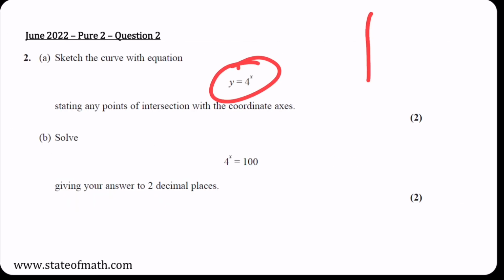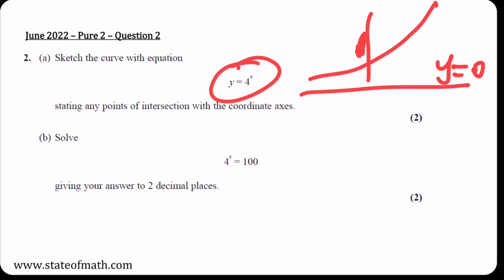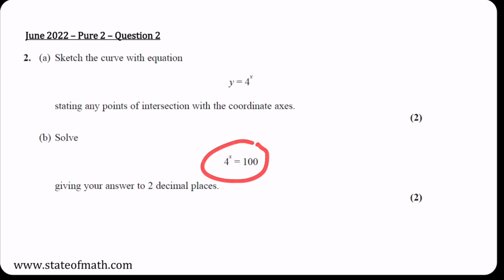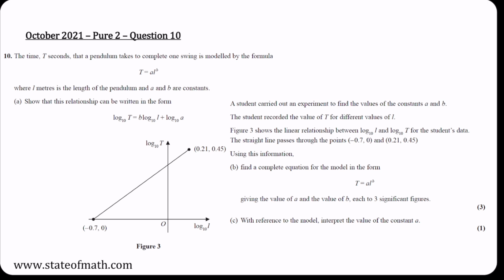Now, in June 2022, you are asked to sketch y is 4 to the x. So remember, this is a graph that takes off like this, always cutting the y-axis at 1. The y equals 0 line is an asymptote, and therefore solve 4 to the x is 100. Or October 2021, which was on linearizing exponential data. So this could be well connected with straight lines, gradients, a modeling question, and maybe even asked to interpret the values of the constants within the model equation, or maybe evaluate and criticize the model.